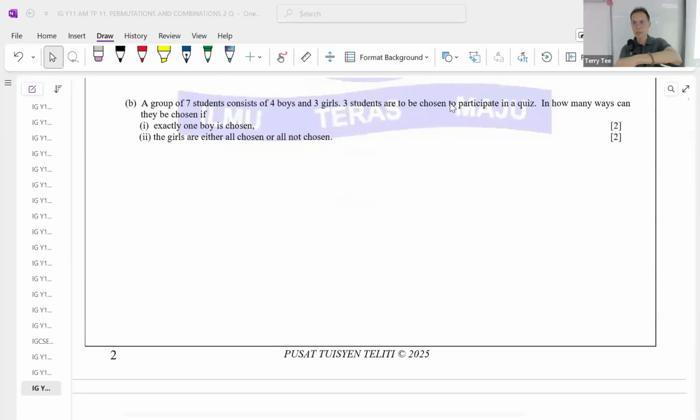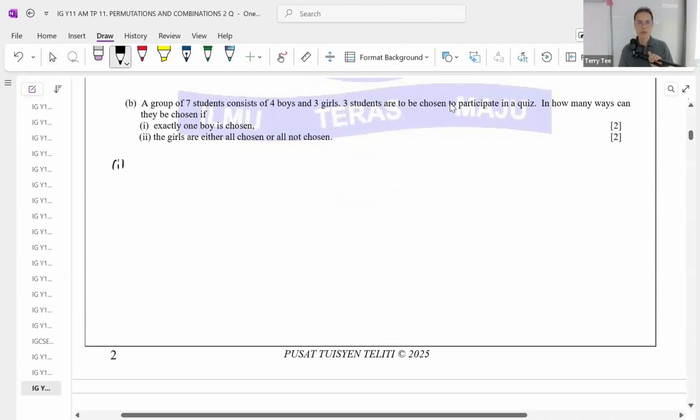Okay, let's look at part B. This one involves combination. A group of 7 students consists of 4 boys and 3 girls. 3 students are to be chosen to participate in the quiz. How many ways can they be chosen if exactly 1 boy is chosen? Okay, so here, remember, you have 4 boys, right? So maybe I write here 4 boys and 3 girls. You want exactly 1 boy.